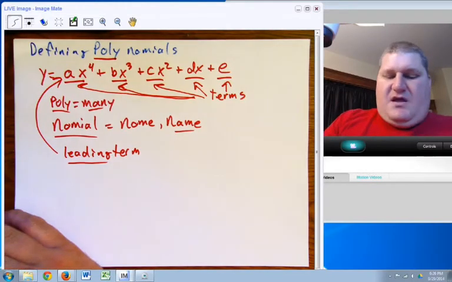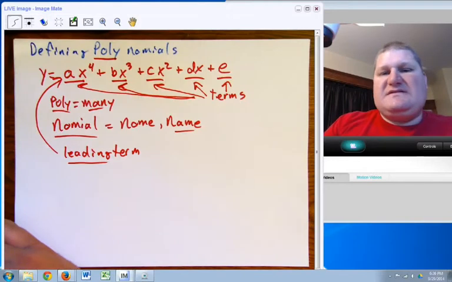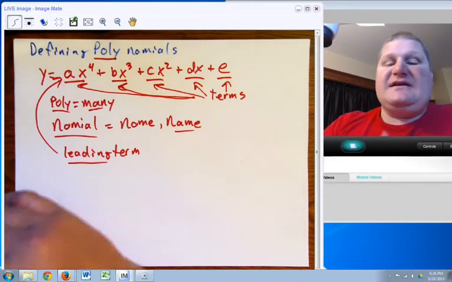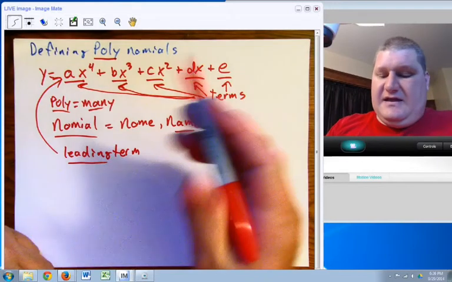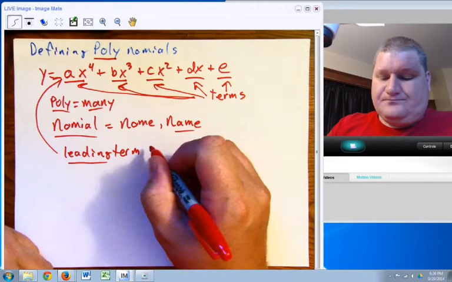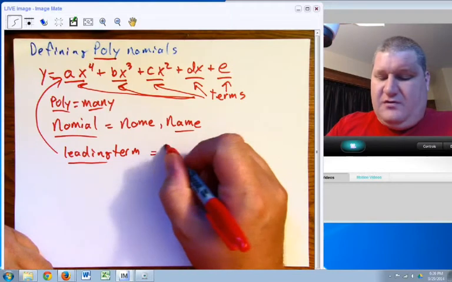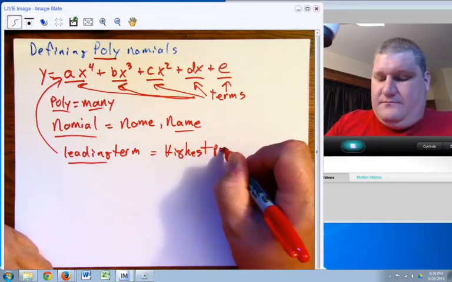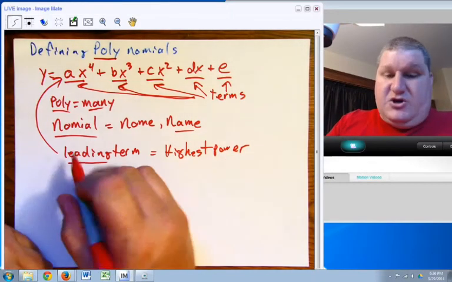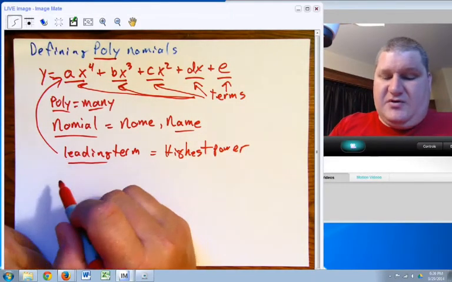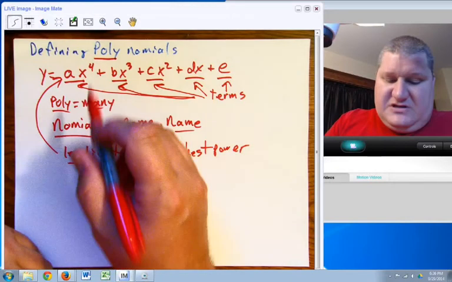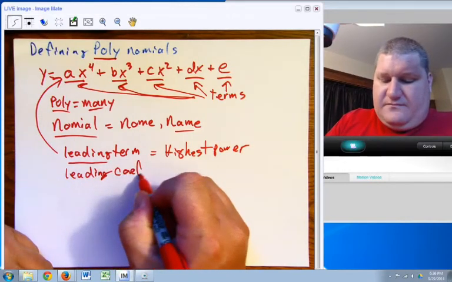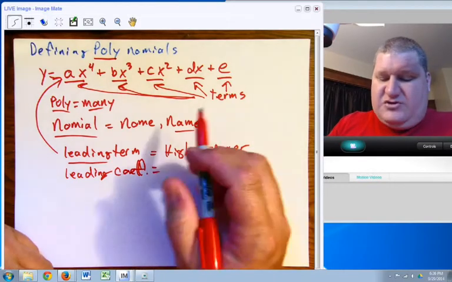Now, the fact that it's first is important because in standard form they are going to be indeed first. But however, the thing that really makes it a leading term is the fact that it is the highest power. So leading term equals highest power. Now, a leading term has, of course, a couple key pieces. One of the first things we're going to have is a leading coefficient. A leading coefficient would in this case be A.